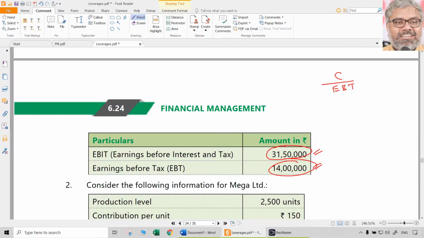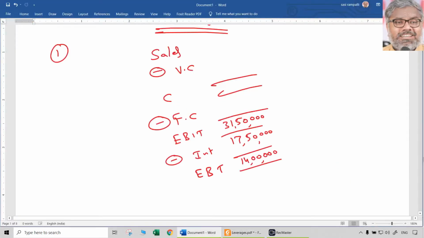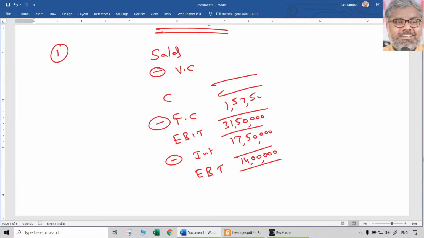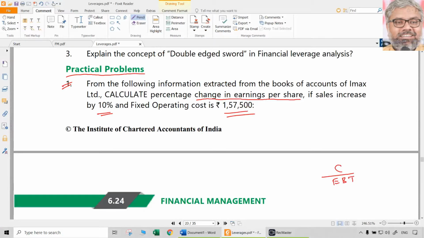Then fixed costs are given also, 1,57,500. Then naturally contribution should be how much? 31,50,000 EBT plus fixed cost. We are doing reverse calculation. So 31,50,000 plus 1,57,500 will be 33,07,500. That is contribution.